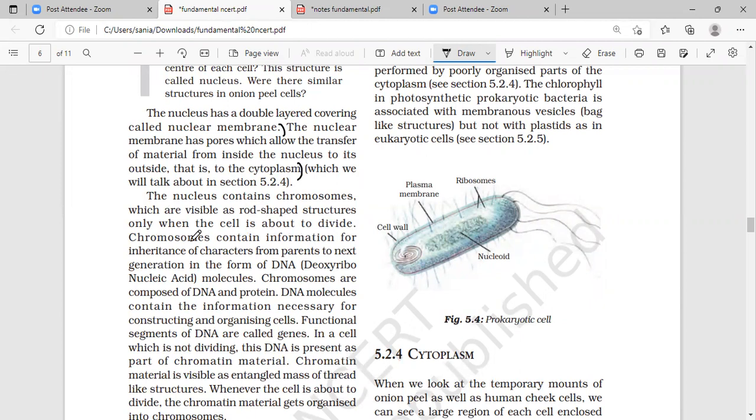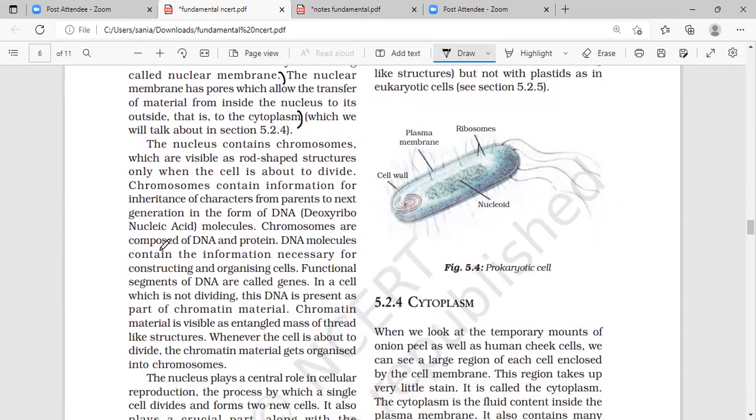Chromosomes contain information for inherited characteristics from parents to the next generation in the form of DNA. Chromosomes are composed of DNA and protein. DNA molecules contain the information necessary for constructing and organizing cells. Functional segments of DNA are called genes.